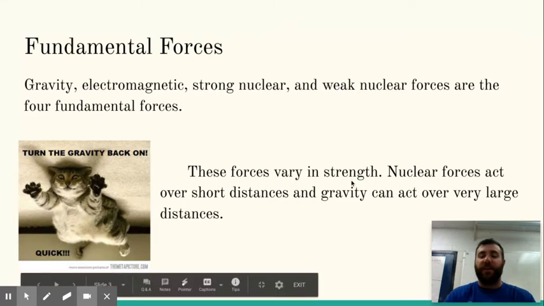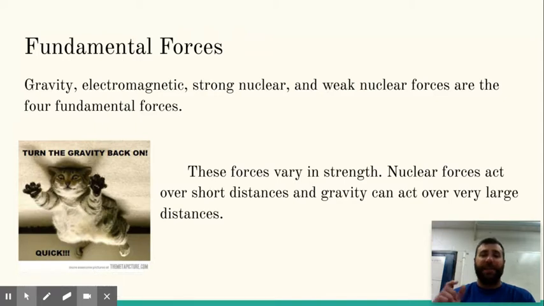Okay, they vary in strength. Nuclear forces act over very, very short distances, but they're really, really strong at those short distances. Gravity, on the other hand, acts over really, really large distances. Think about the sun affecting all of the planets in the solar system. The sun is so massive that it creates so much gravity that it holds together the entire solar system. On a smaller scale, the Earth holds everything on it because it's a lot more massive. So things that are much more massive have more gravity, okay? But if they're farther apart, the force of gravity goes down.